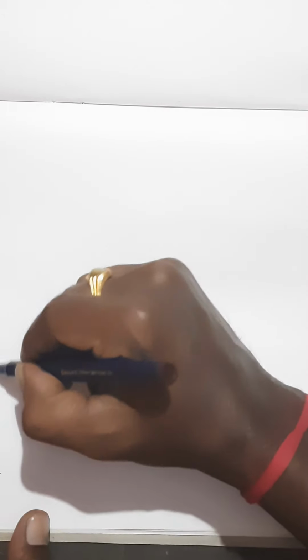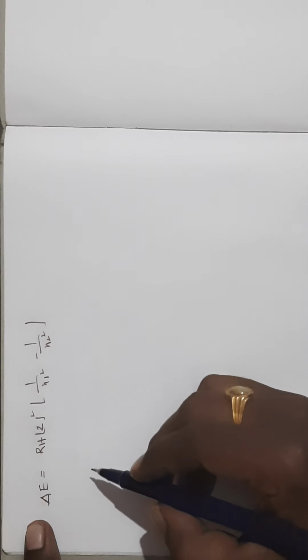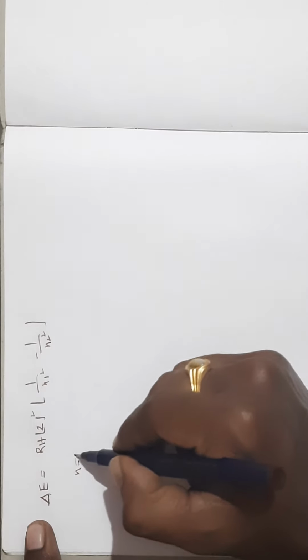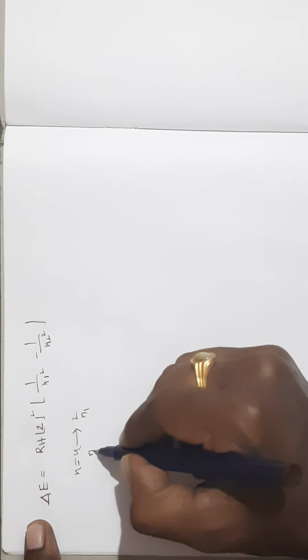According to the given data, when an electron drops from a high energy level to a low energy level, the energy difference delta E is equal to RH, the Rydberg constant, into Z square into 1 by N1 square minus 1 by N2 square. This is the formula we have to use when an electron drops from a high energy level to a low energy level. According to the question, they gave n equal to 4 to 2, right? So this is n1 and this is n2.